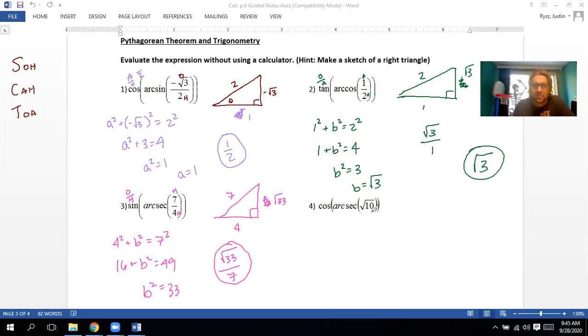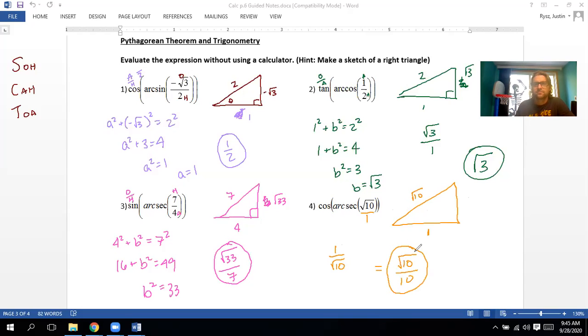All right, last one, arc secant of radical 10. So same thing, we can make this a fraction by making this radical 10 over 1. So that means our hypotenuse is radical 10, the adjacent would be 1. Cosine, we just need to find adjacent over hypotenuse, so there's no need to find the sine, so that's kind of nice. So it would be 1 over radical 10, and that would simplify to radical 10 over 10.